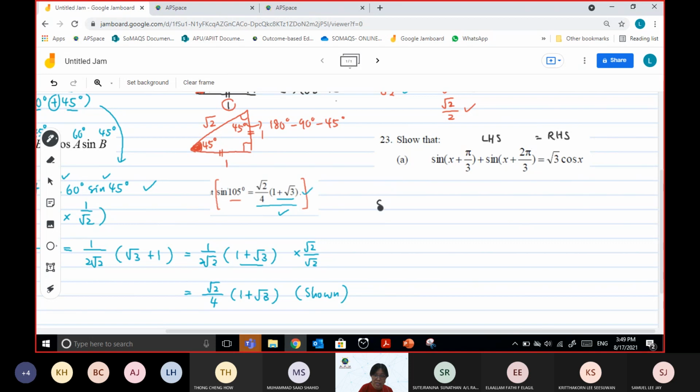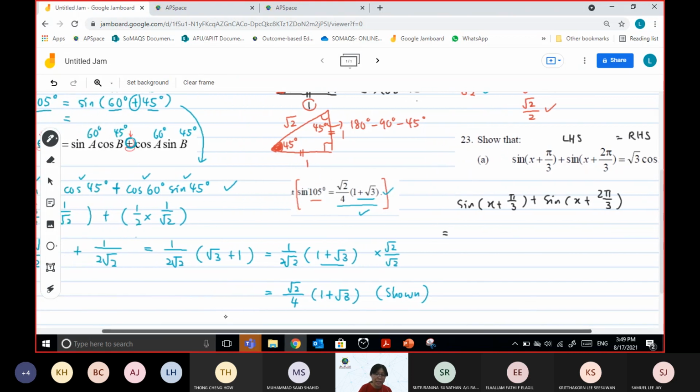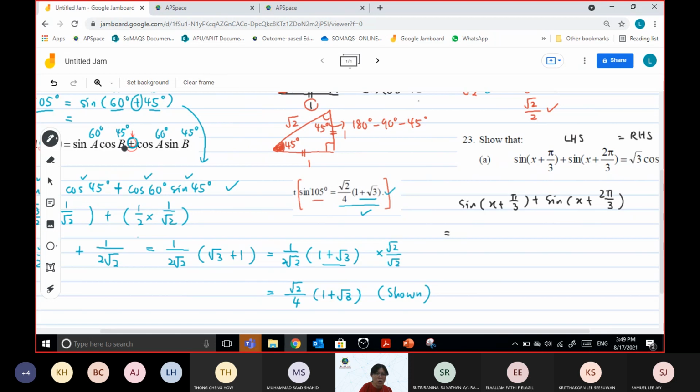So on the left-hand side, we have sine of (x plus pi over 3) plus sine of (x plus 2 pi over 3). For sine of (x plus pi over 3), we will use the formula that I mentioned just now: sine A cos B plus cos A sine B. So right now your A is x and your B is pi over 3. Later we will also apply the same formula on sine of (x plus 2 pi over 3), where this is A and this is B.